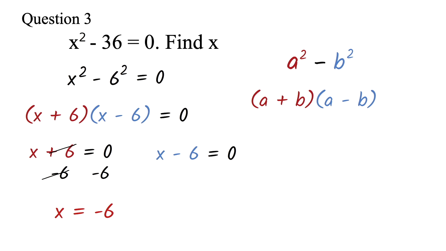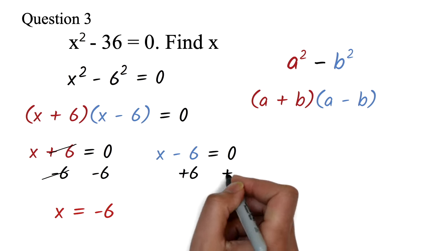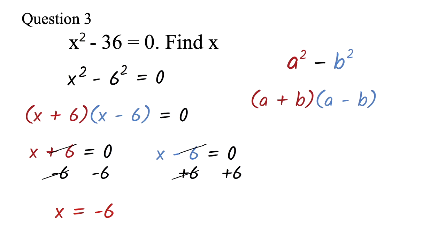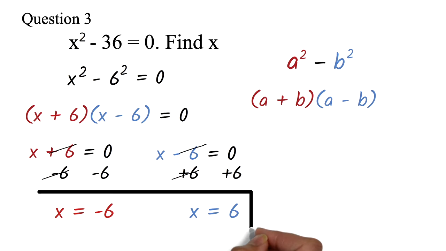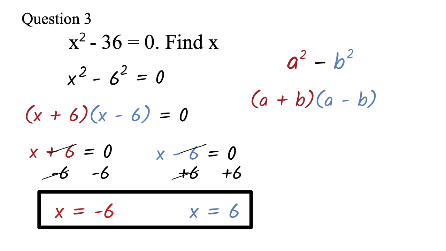We solve for x here. Add 6 to both sides. The 6 will cancel out. 0 plus 6 equals 6. So x equals 6. So our answers are x equals negative 6 or x equals 6.